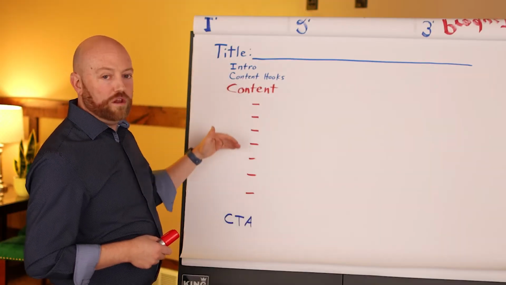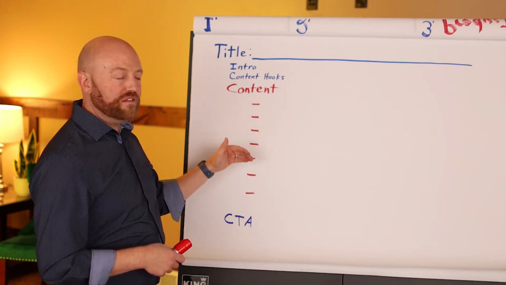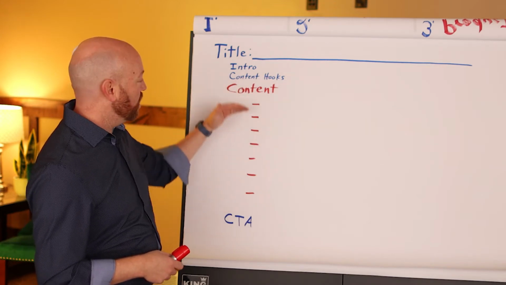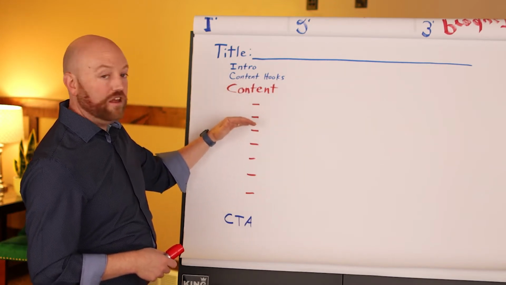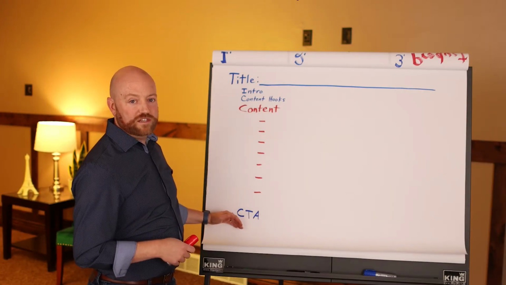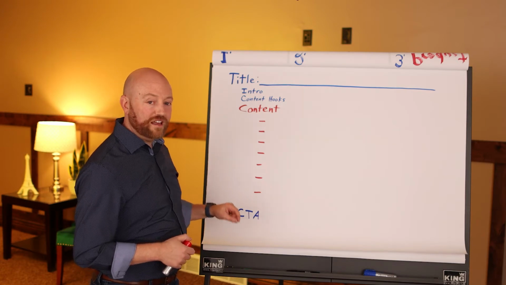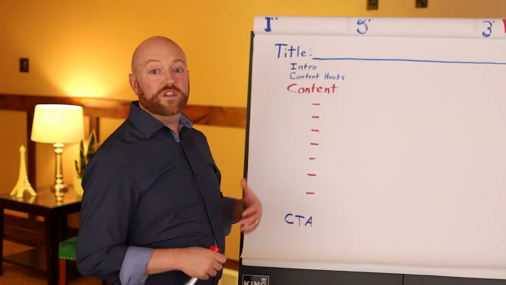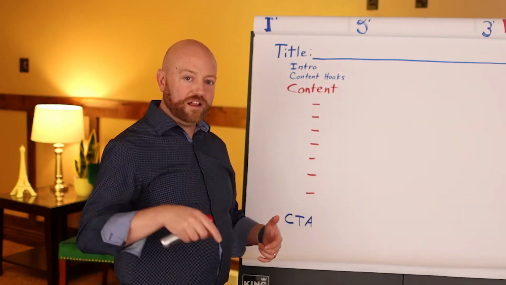Then I have several bullet points where I can just put the talking points of things that I want to talk about throughout the video. What I want to talk about first, second, third. I might end with a story. And then I always have a very specific call to action, whether I'm recommending the video that they should watch next or the lead magnet, the free gift that they can get by clicking the link below.